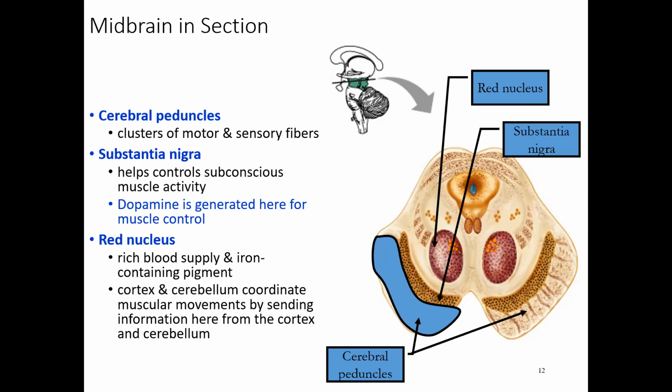We have what's known as the substantia nigra. This is this dark area in here. It appears darker because it has a high concentration of the pigment melanin. Melanin turns out to be the precursor molecule for the formation of dopamine. Dopamine, as I said earlier, is a pleasure neurotransmitter, but it also is used to control muscle activity.